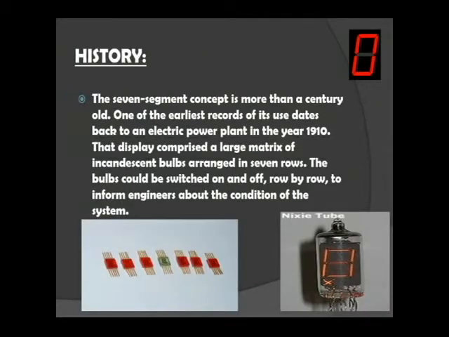Its history: the 7-segment concept is more than a century old. One of the earliest records of its use dates back to an electric power plant in the year 1910. That display comprised a large matrix of incandescent bulbs arranged in 7 rows. The bulbs could be switched on and off row by row to inform engineers about the condition of the system.